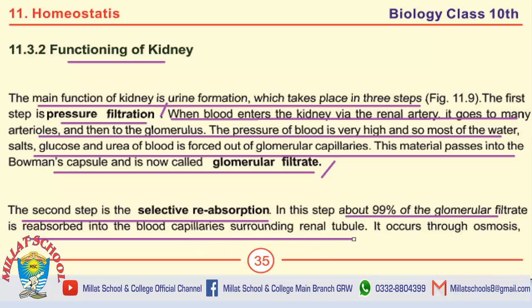Now we will discuss some of the MCQs. The main function of kidney is urine formation. Urine formation takes place in 3 steps. The first step of urine formation is pressure filtration. Another MCQ on this page. The selective reabsorption is the second step of urine formation. About 99% of glomerular filtrate is reabsorbed into the blood capillaries surrounding the renal tubule.